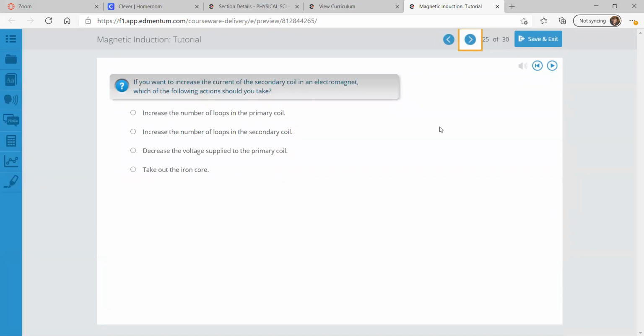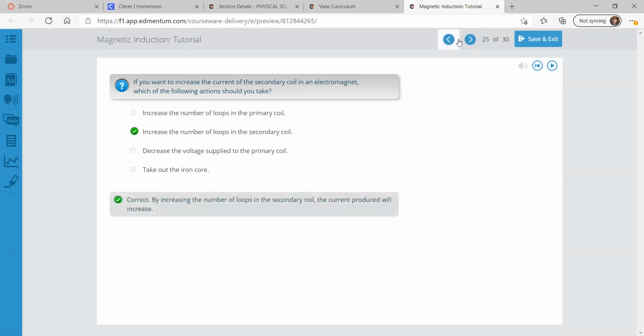If you want to increase the current of the secondary coil in an electromagnet, which of the following actions should you take? Well, if you want to increase the current, you would increase the number of loops in the secondary coil.